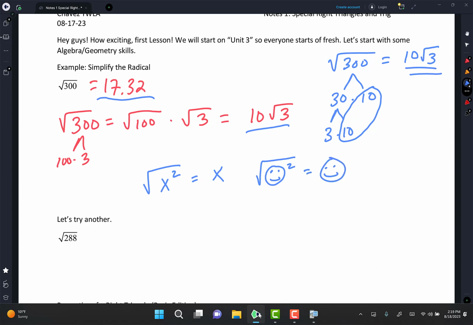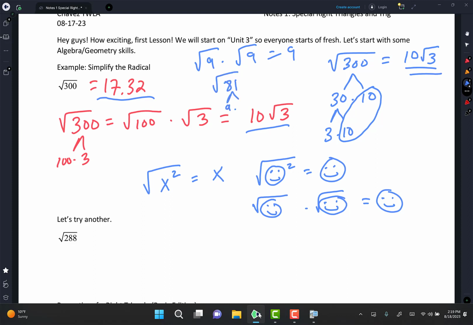Now remember what the square means. Square root of happy face times square root of happy face: the square roots go away because it's the same argument inside the square root. So it's just happy face. Anytime you have square root of 9 times square root of 9, that's just 9. Obviously, square root of 9 times square root of 9 is also square root of 81, so 9 times 9, they repeat, so 9. Make sure we understand the rules of what a square root is.